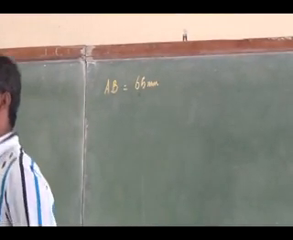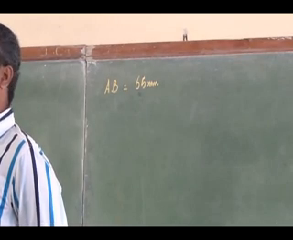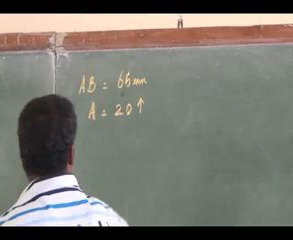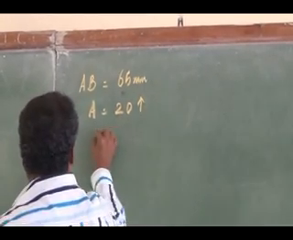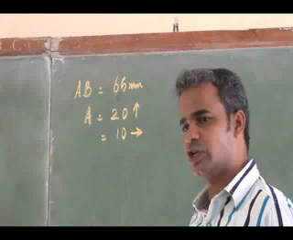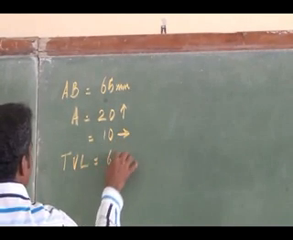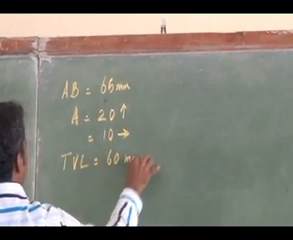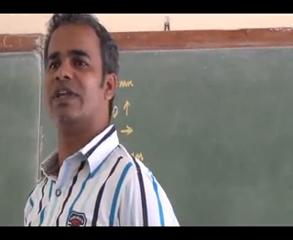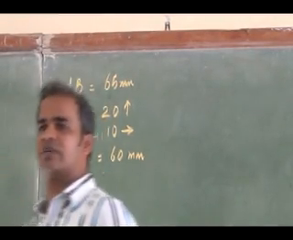Line AB of length 65 mm has its end A 20 mm above HP and 10 mm in front of VP. Top view length of the line is 60 mm, which is 30° inclined to the reference line.